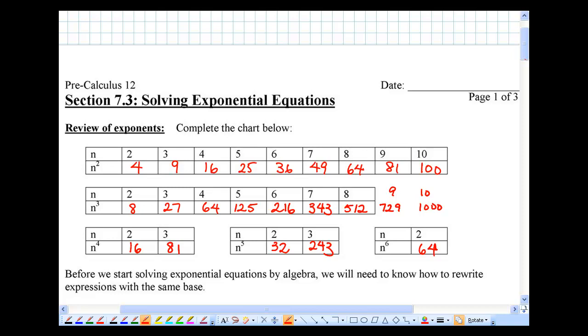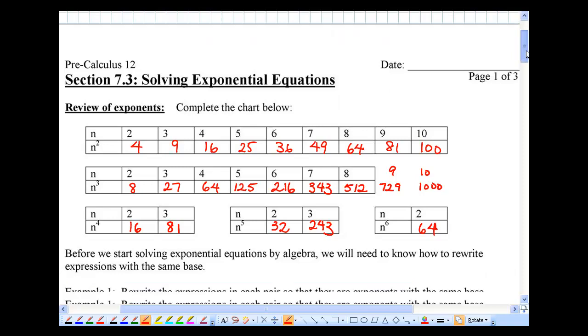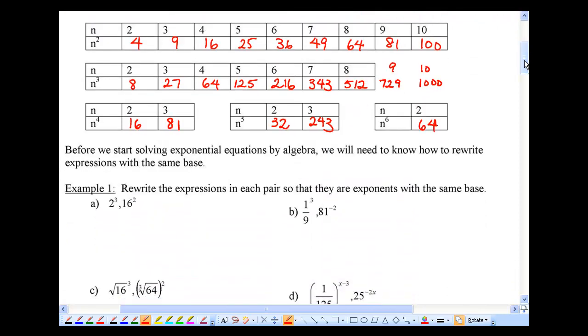So one of the key things we need to do before we start solving exponential equations by algebra is we need to know how to rewrite expressions using the same base. So I'm going to give you a whole bunch of samples here with 2 different expressions, and I want you to rewrite each expression so that the bases are the same.